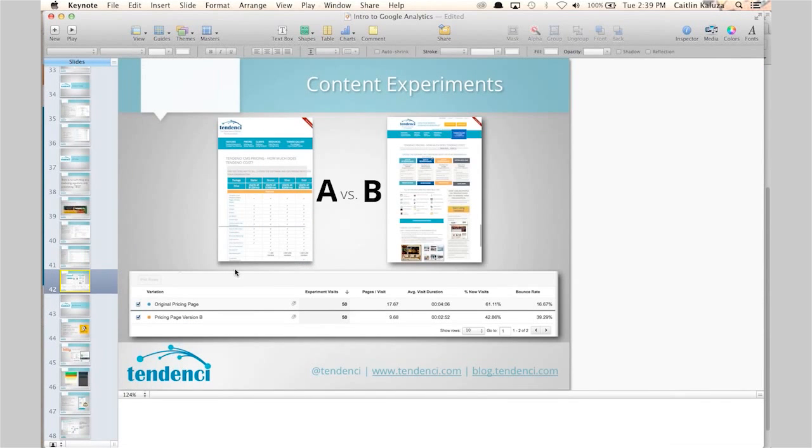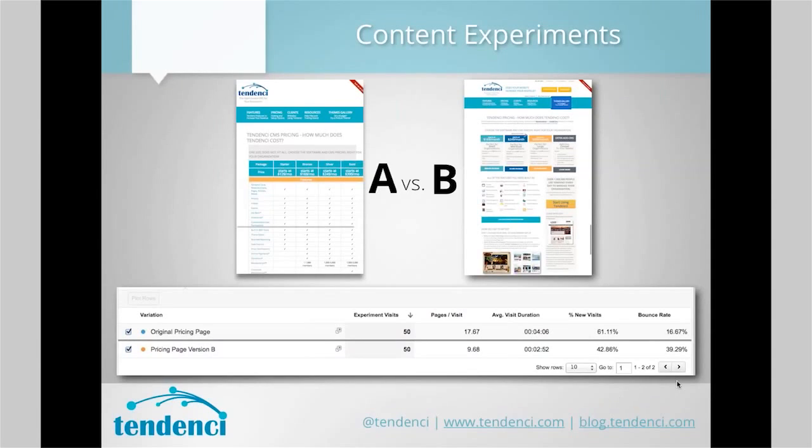The second one, and this one is pretty new, is called Google Content Experiments. The way this one works is you set up two different versions of the same page. Again, we're doing this for Tendenci. This is two versions of the same pricing page, and you can test them. You add the original page, and then you add each separate version of it, and I think you can add as many versions as you want.